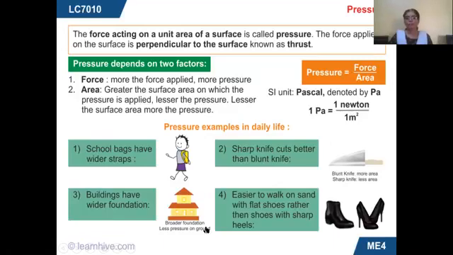So the pressure we get will depend upon the force applied on the surface area. We can tell pressure depends mainly on two factors. If you apply more force, you will get more pressure, and it depends upon the surface area. Greater the surface area, we'll get lesser pressure. Lesser the surface area, we get more pressure.